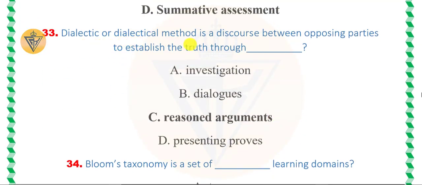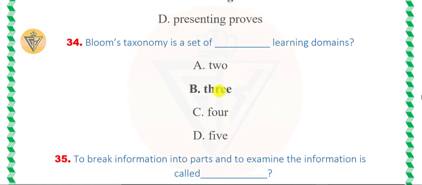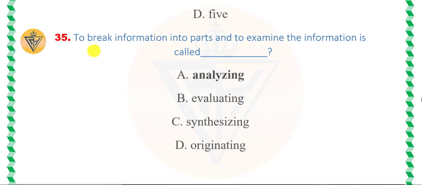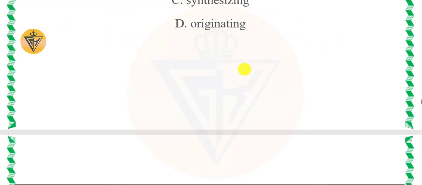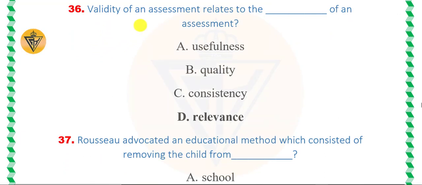Dialectic or dialectical method is a discourse between opposing parties to establish the truth through option C, reasoned arguments. Bloom's taxonomy is a set of dash learning domains. Option B, 3. To break information into parts and to examine the information is called option A, analyzing. Validity of an assessment relates to the dash of an assessment. Option A, relevance.